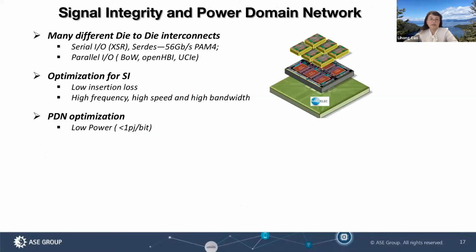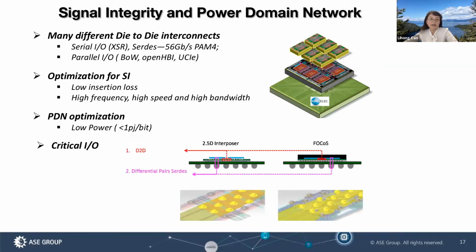Signal integrity and the power domain network play very important role in chiplets design. There are many different die-to-die interconnects through different packaging solutions, such as serial I/O connections like ultra-short reach, SerDes, and the parallel I/O interconnection, such as bunch of wires, OpenHBI, and UCIe. Optimization of SI and PI have to be done in chiplets design. Among this, the critical I/O design verification, such as die-to-die, and the differential pairs of SerDes have to be evaluated.